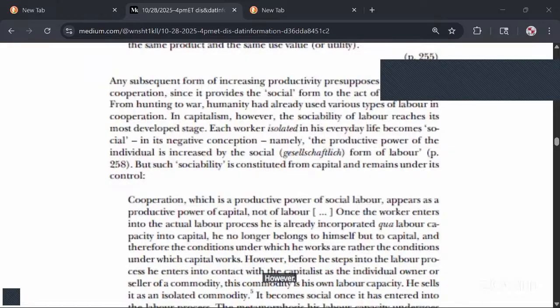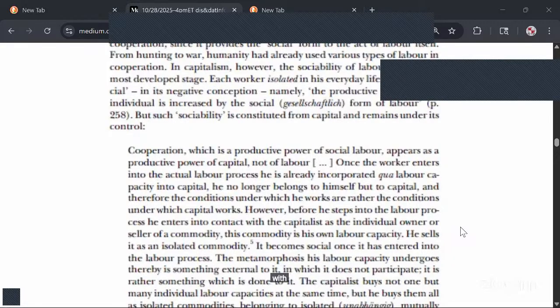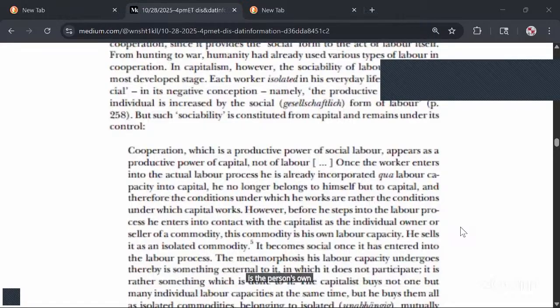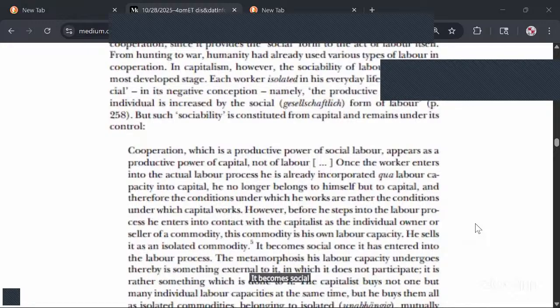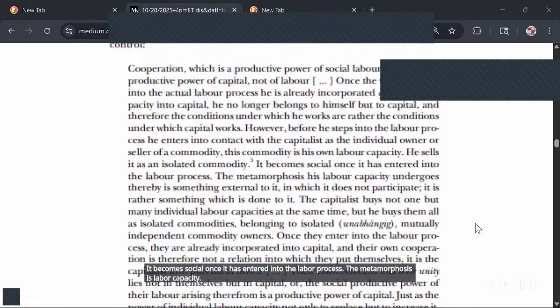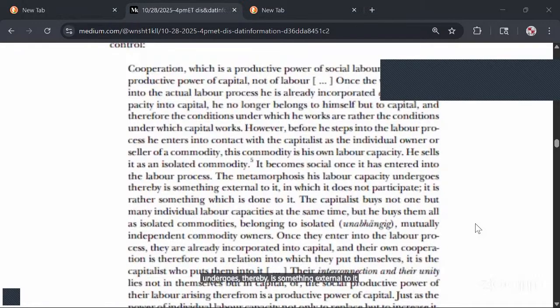However, now this is the command element, I suppose. However, before he steps into the labor process, he enters into contact with the capitalist as the individual owner or seller of a commodity. That is, this commodity is the person's own labor capacity. He sells it as an isolated commodity. Footnote 5. It becomes social once it has entered into the labor process. The metamorphosis its labor capacity undergoes thereby is something external to it, in which he does not participate. It is rather something which is done to it.